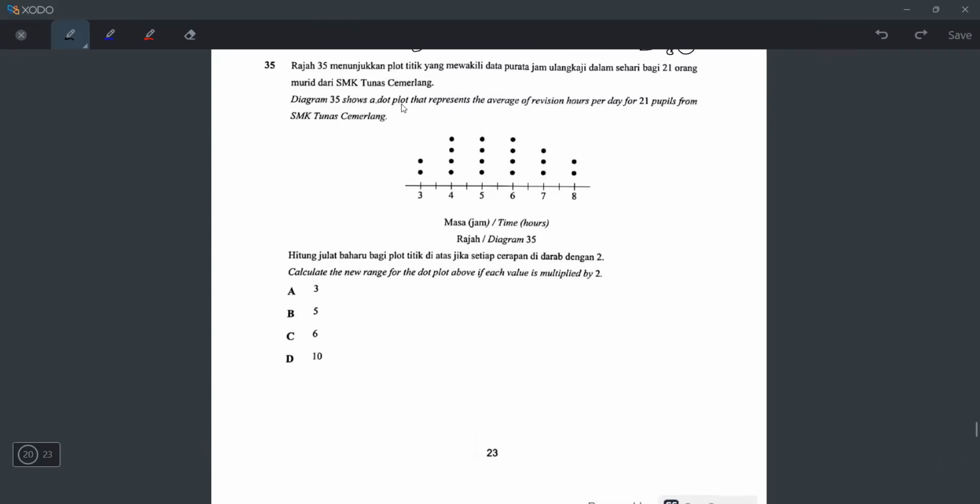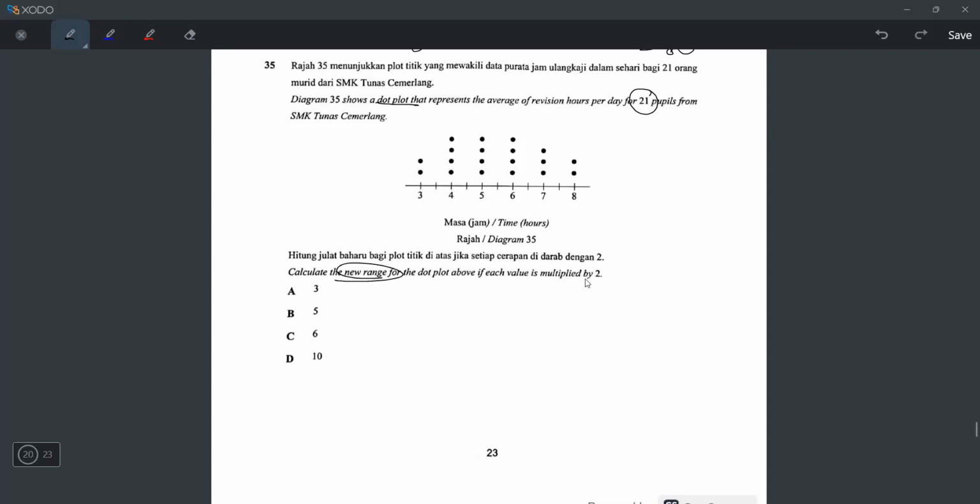Diagram 35 shows a dot plot that represents the average revision hours for 21 pupils. It means I do a survey and I see how many hours the students study, do revision. So maybe the first student says, oh, I study 3 hours one day. So I put a dot here. And then two students study 3 hours per day. For 4 hours there are 1, 2, 3, 4 students. And for 5 hours, there are 4 students, and so on. Okay, but it's 21, so there should be 21 dots here. If you count all the dots, there should be 21.